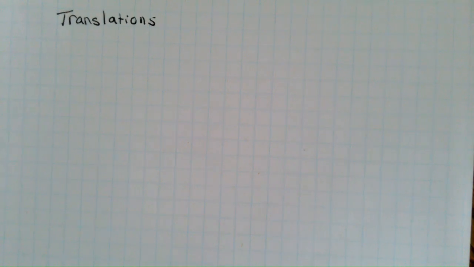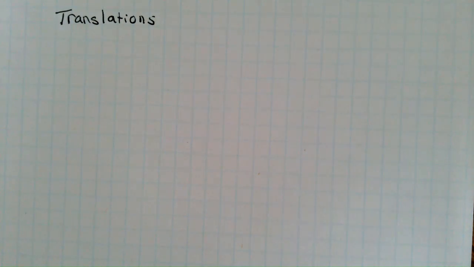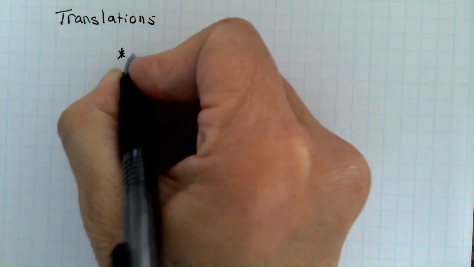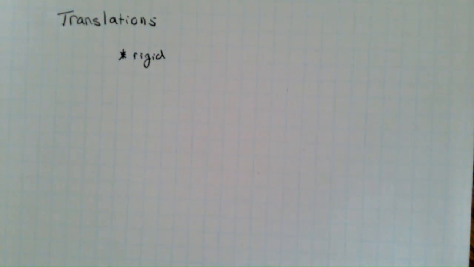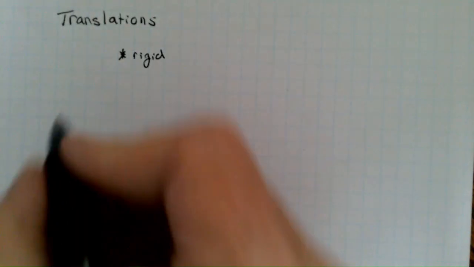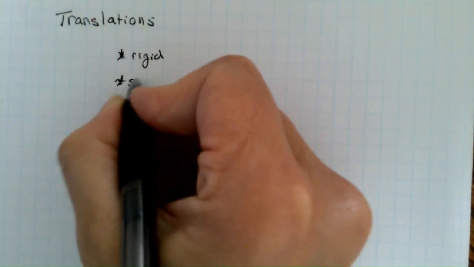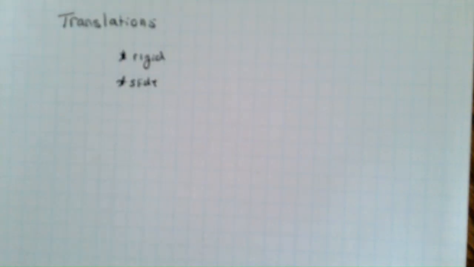Geometric translations, I think, are one of the easiest transformations for geometry students to do. These are just like reflections, a rigid transformation. So many people just call these a slide. Slide it to the left, slide it to the right, up, down, whatever.